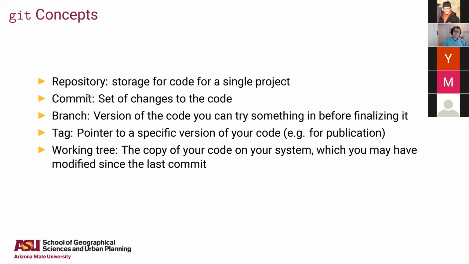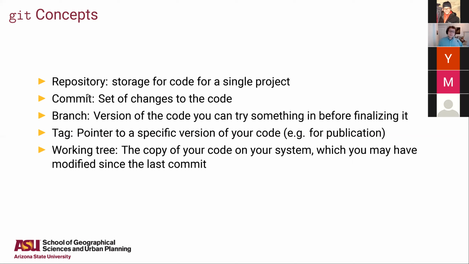You can tag a specific version of your code. So whenever I publish a paper, I always tag the code I used for that publication. So then if I keep working on that code for other projects in the future and somebody says, well, how exactly did this work in this publication? I can go and look at exactly the code that was in use at that time.